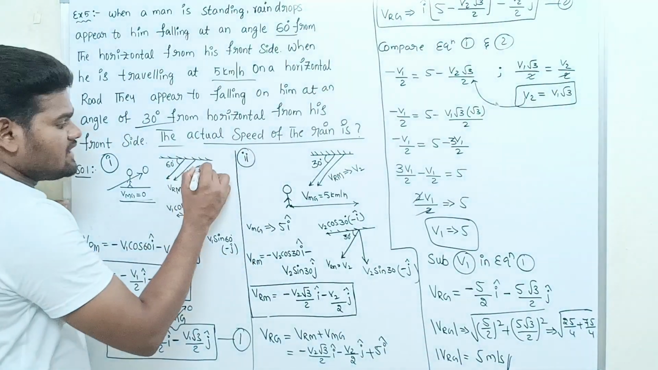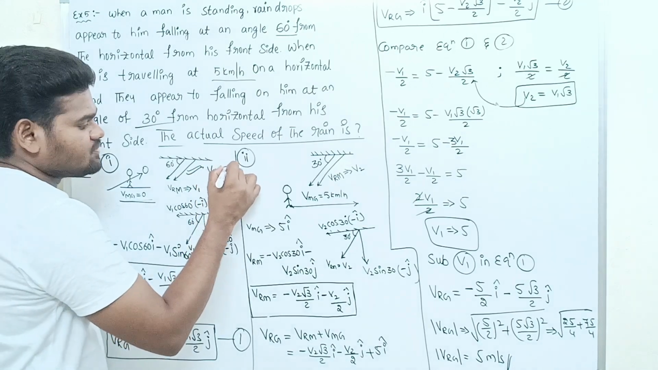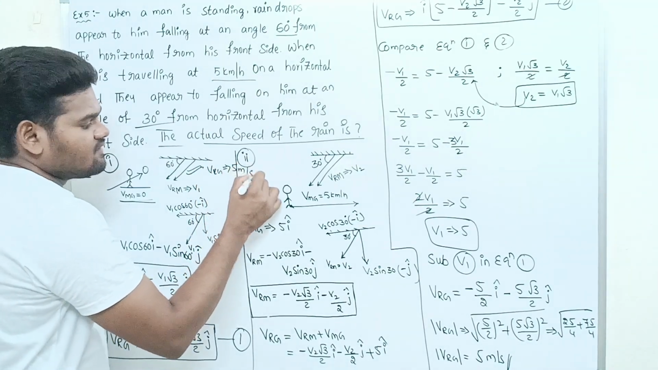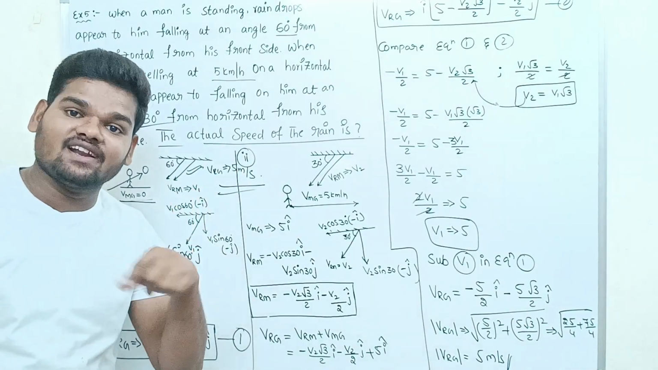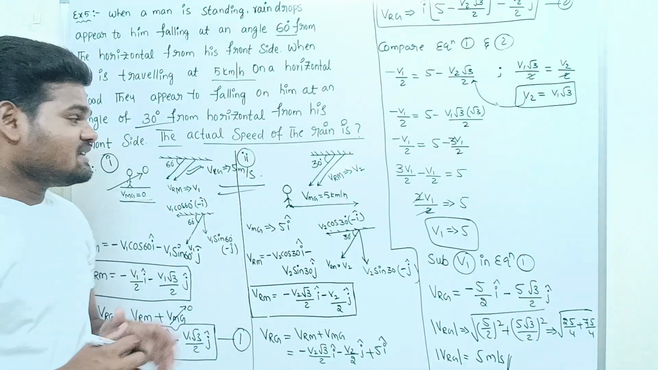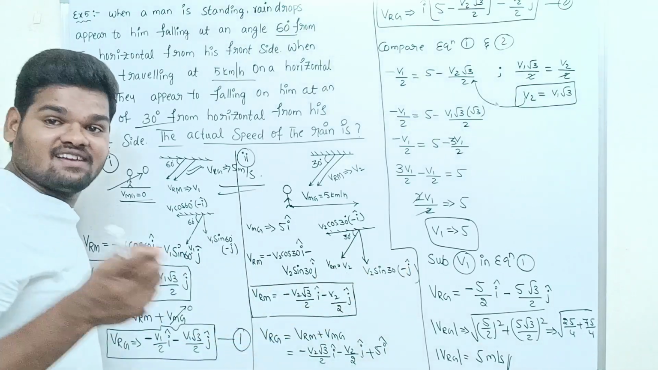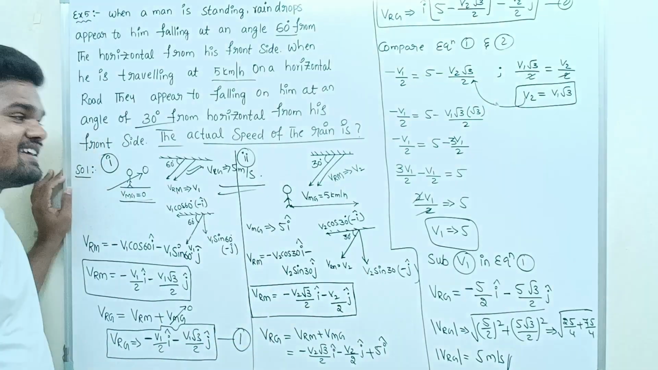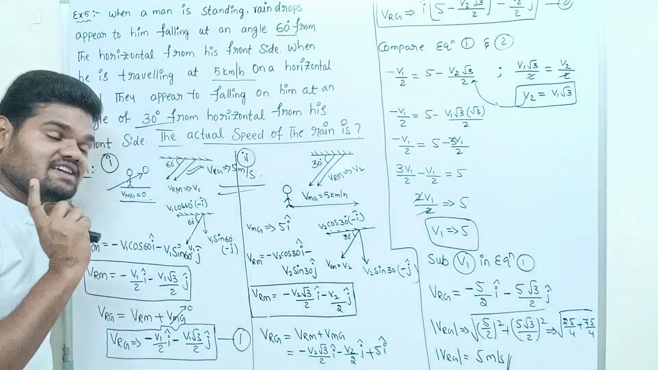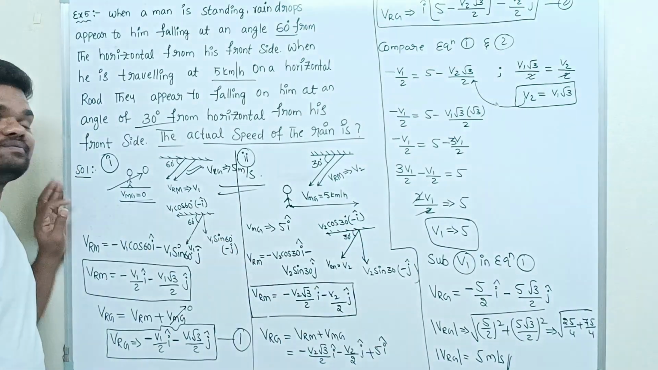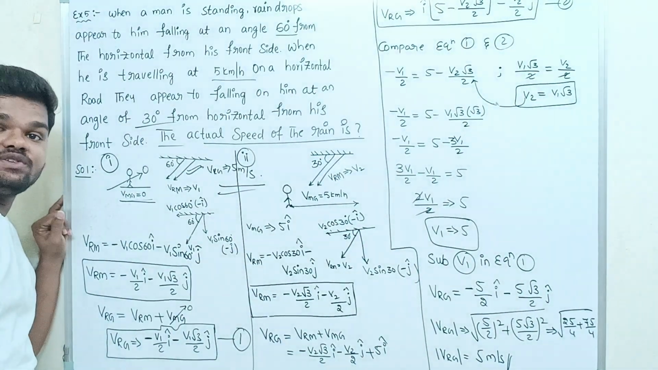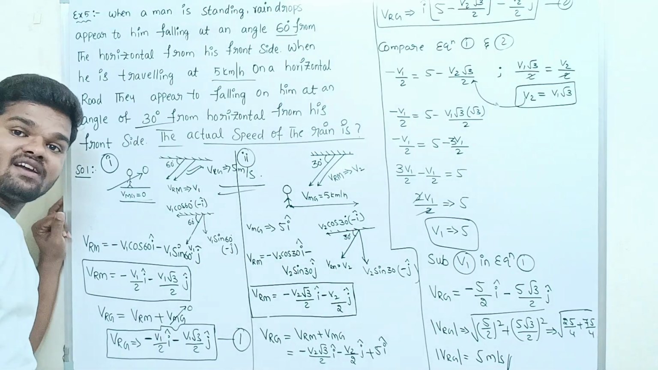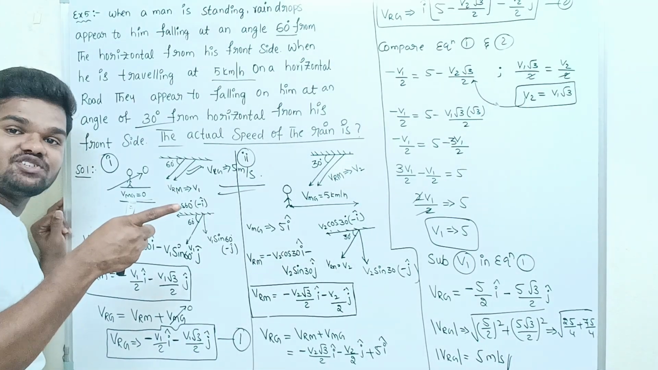So what is the actual value of rain? Velocity of rain with respect to ground is equal to how much? 5 meter per second, and this is your answer. Any difficulty? The process is very lengthy. You want a shortcut? Okay, I will tell you the shortcut. So please pause the video and write the notes. 3, 2, 1, go.